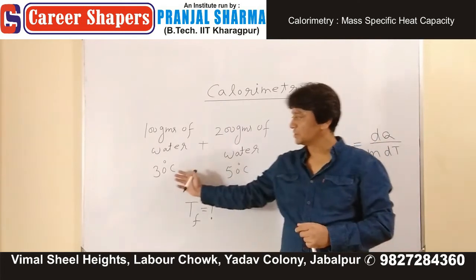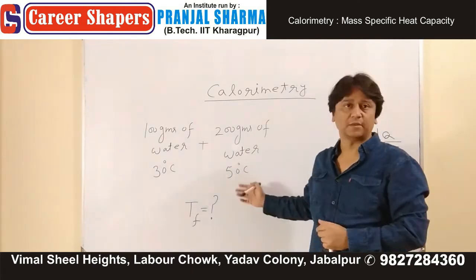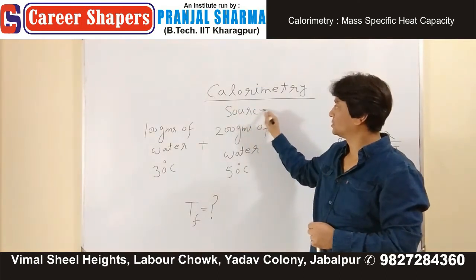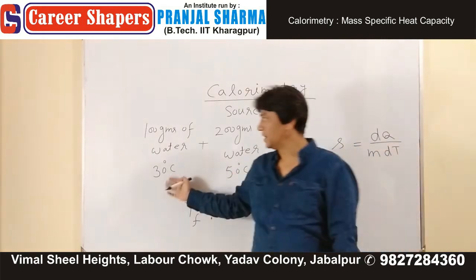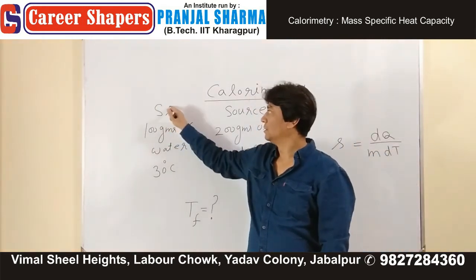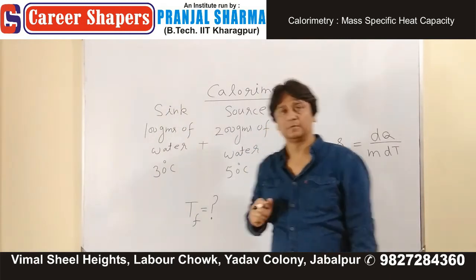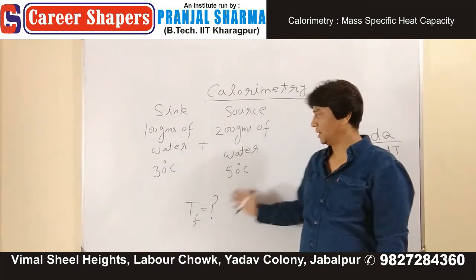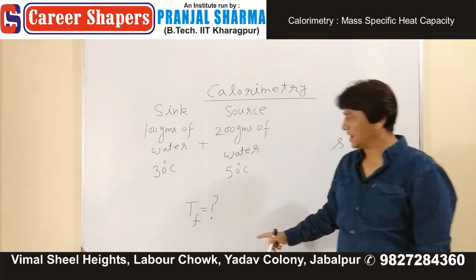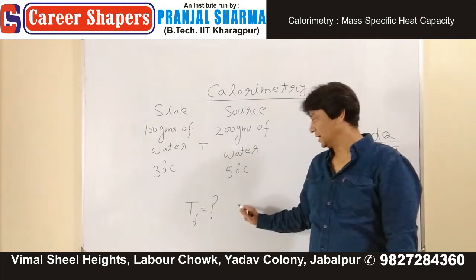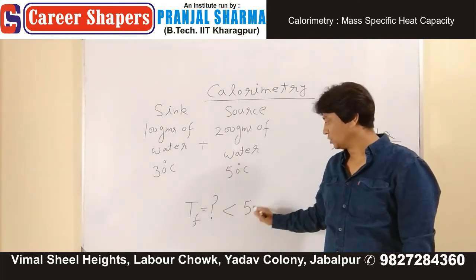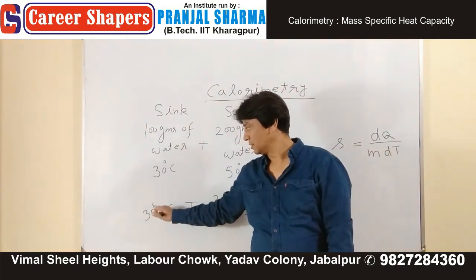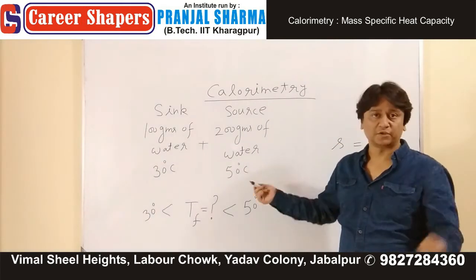दिस इज 50, दिस इज 30. जिसका ज्यादा टेम्परेचर, इट विल बी द सोर्स. जिसका कम है टेम्परेचर, सिंक. Source, sink, high, low. Your final temperature, I guess you can understand this much, that it is going to lie between 50 and 30. 30 and 50. You're mixing these two things.